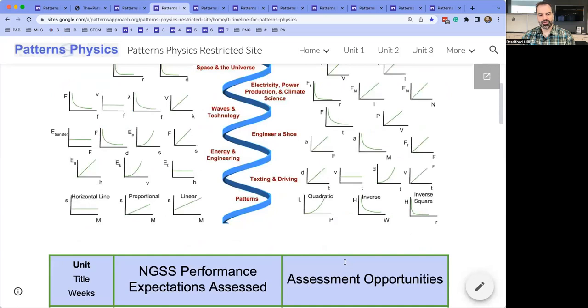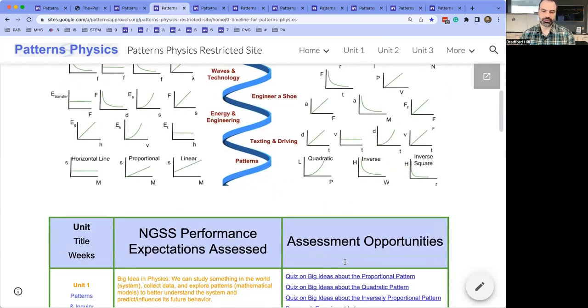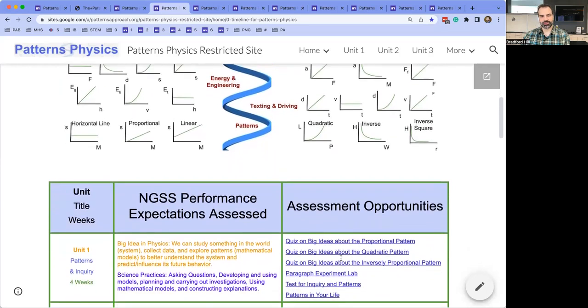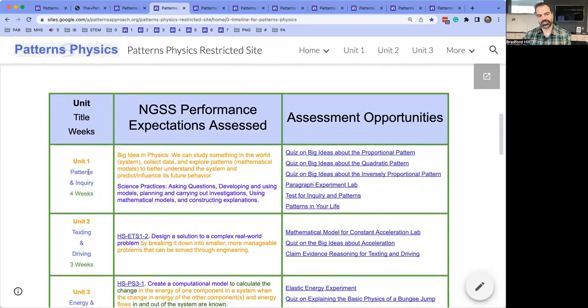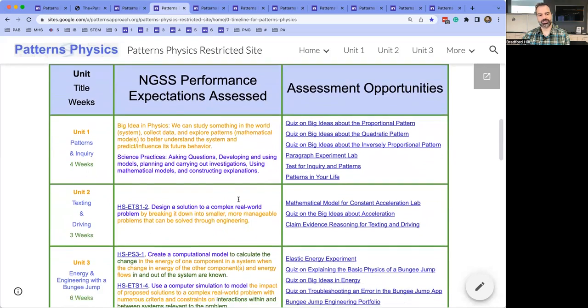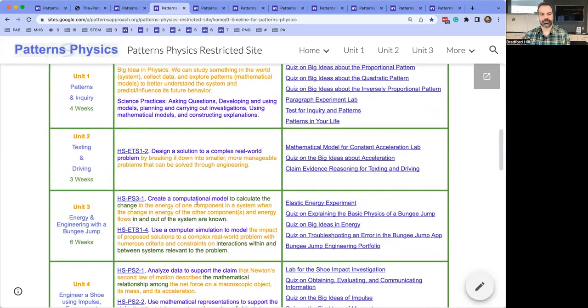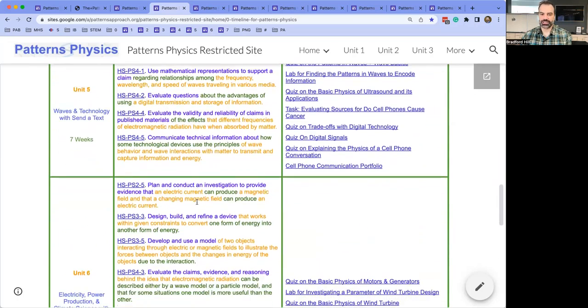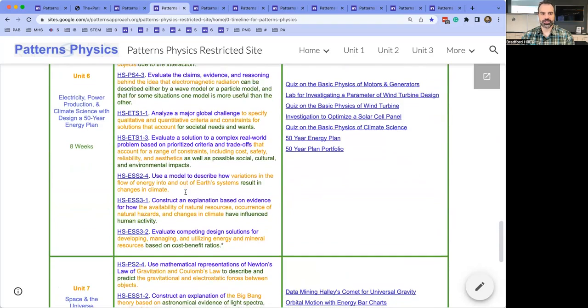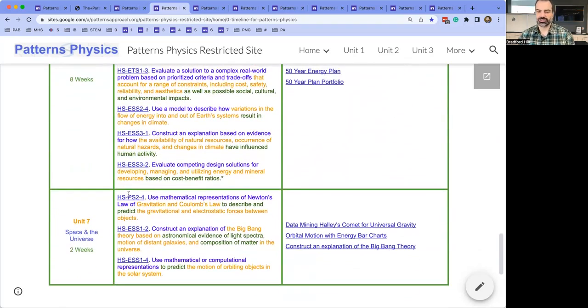All right, and then, where do the NGSS performance expectations fit in? So if you just scroll down, you can see, and about how long does each unit take. Unit 1, I'm going to wait till give a brief overview of each unit as we dive a little deeper, but you can just see Unit 1 is about 4 weeks. Here's all the formative and summative assessment opportunities that you have. Unit 2, texting and driving, and onward. I'll let you actually take a look at this and keep this video shorter. So there is all of the performance expectations over the year.